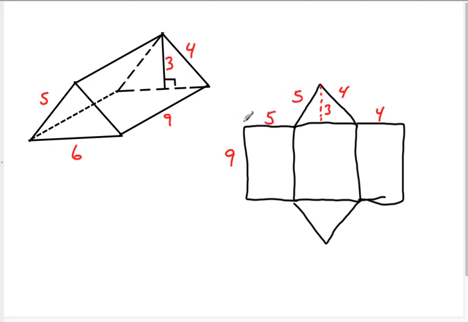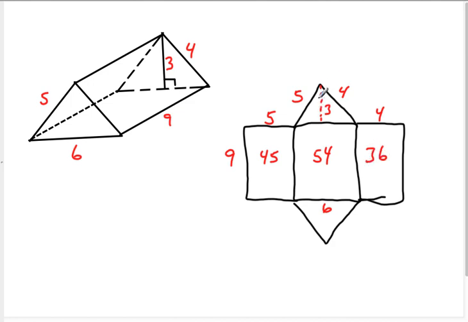So I think, oh wait, there's one more. This is 6. This edge here is 6. So I'll write that. So now if we find the area of each shape here, we have 9 times 5, that's 45. We have a 9 times 6, that's 54. And we have a 9 times 4, that's 36.